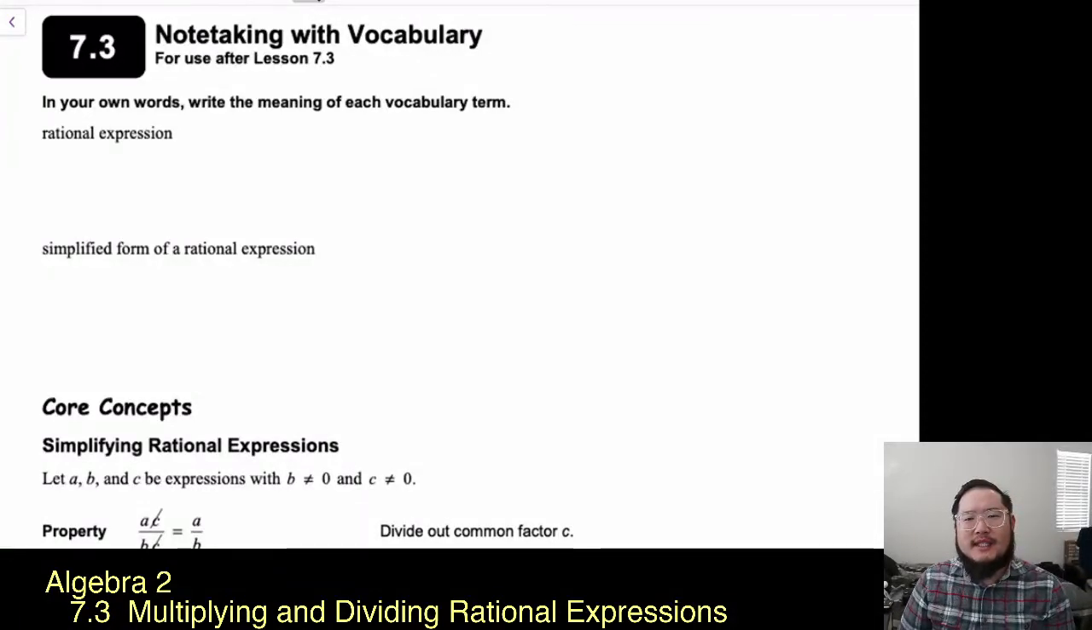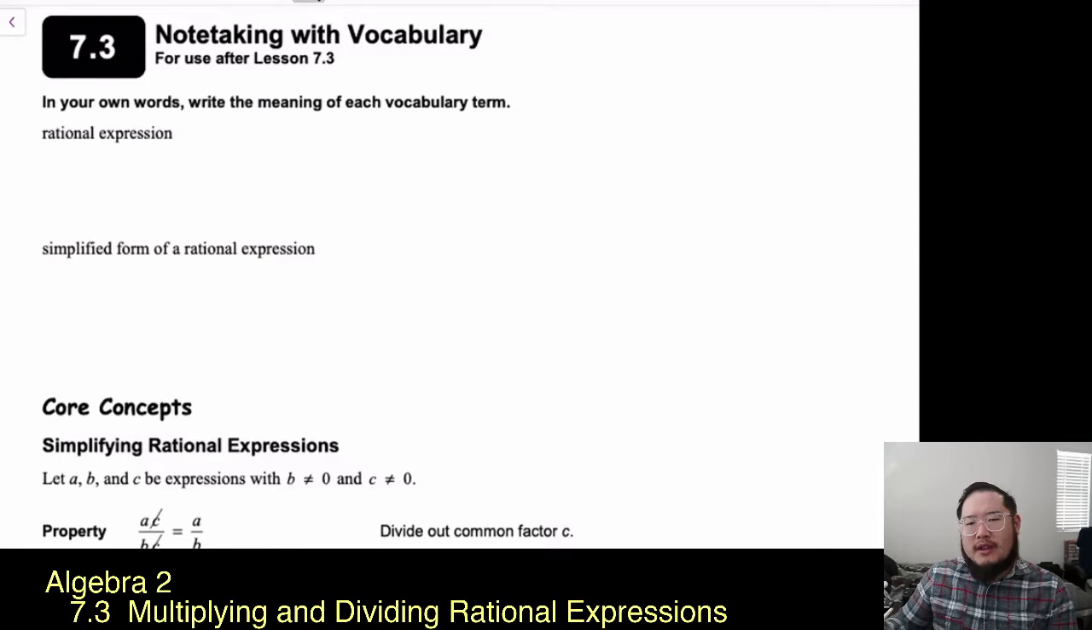Here we go. Let's begin 7.3, multiplying and dividing rational expressions. Pretty much as it says, that's what we're going to do. Some of the things that you've got to remember when we are multiplying and dividing rational expressions is to make sure you simplify things all the way through.